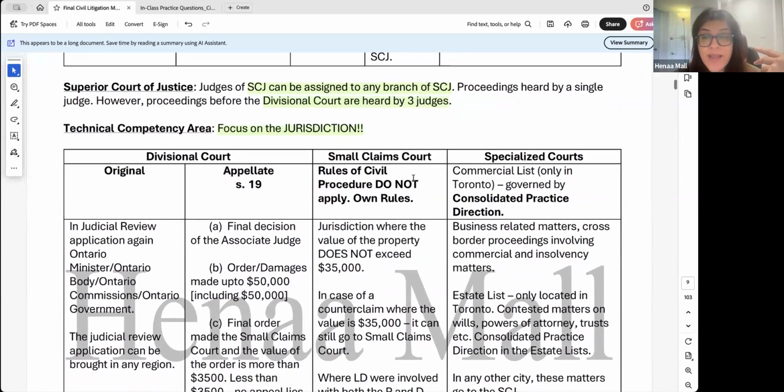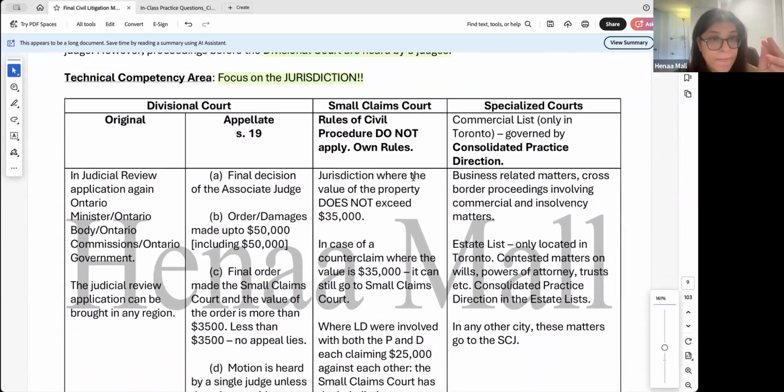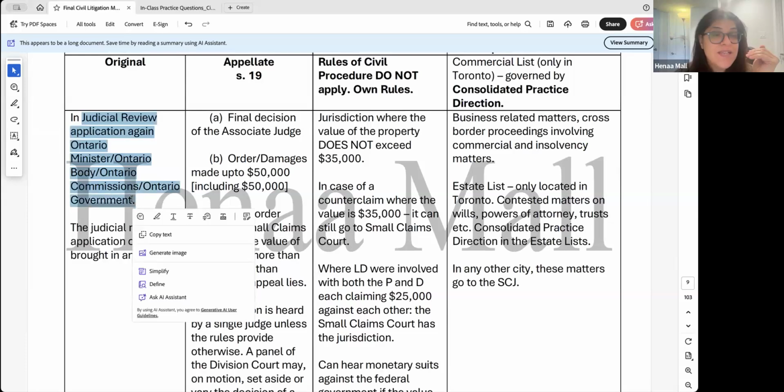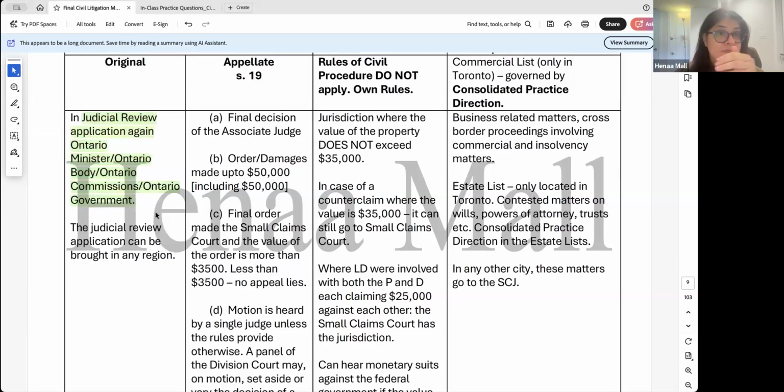Now, let's look at the split. We are looking at divisional court, small claims court, specialized courts. When we look at divisional court, once again, there are 2 types of jurisdictions, original and appellate. Divisional court has the jurisdiction to hear judicial review applications that come from your tribunal, your board, your agency, commission.